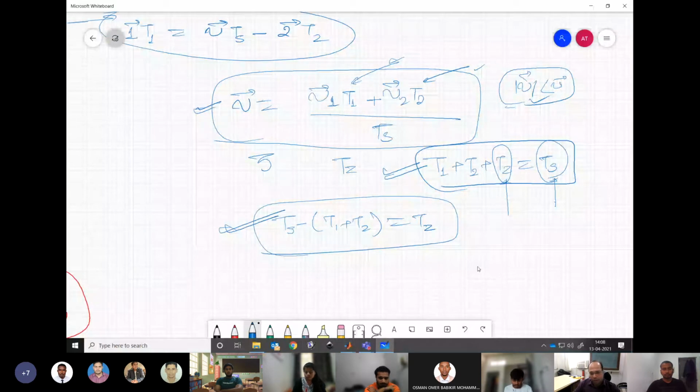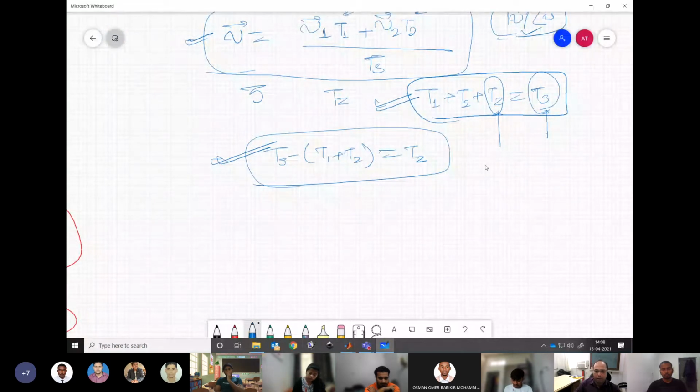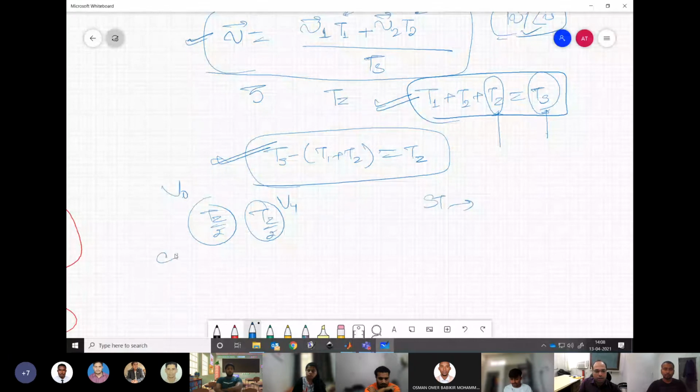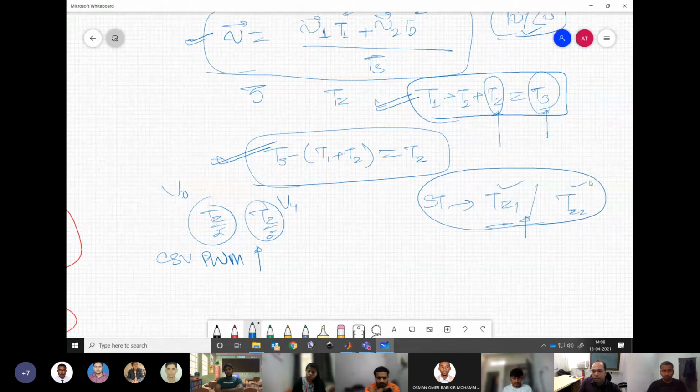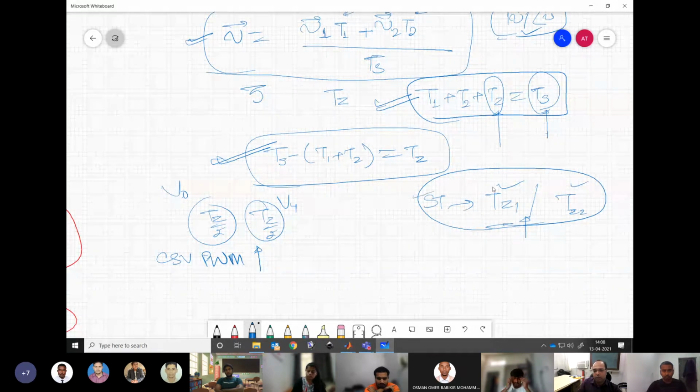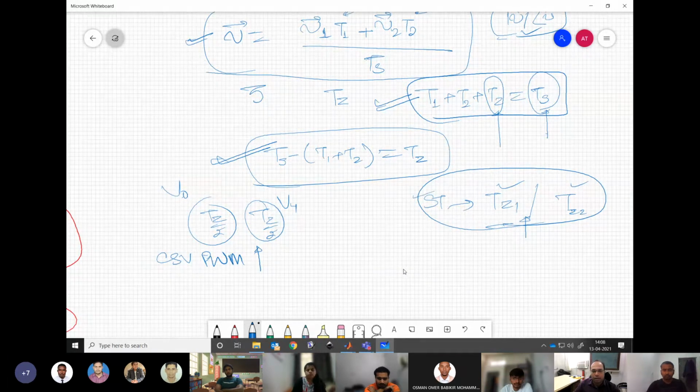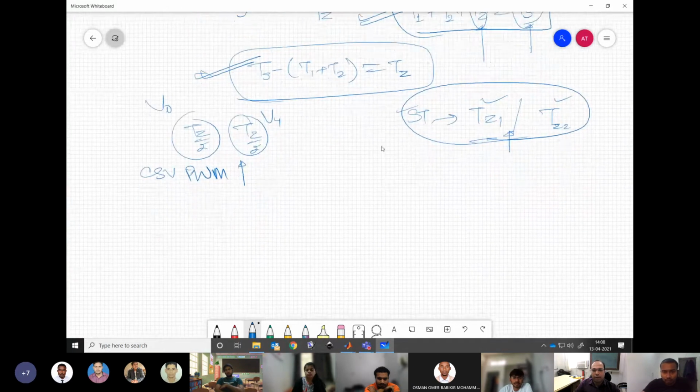Now for conventional space vector PWM, we divide this Tz equally for the two zero vectors, Tz by 2 and Tz by 2, for V0 and V7. Whereas for sine triangle, here it is not divided equally. It is some Tz1 and Tz2. Of course, we are not computing this. Whatever comes from the triangular comparison, we are taking that value.